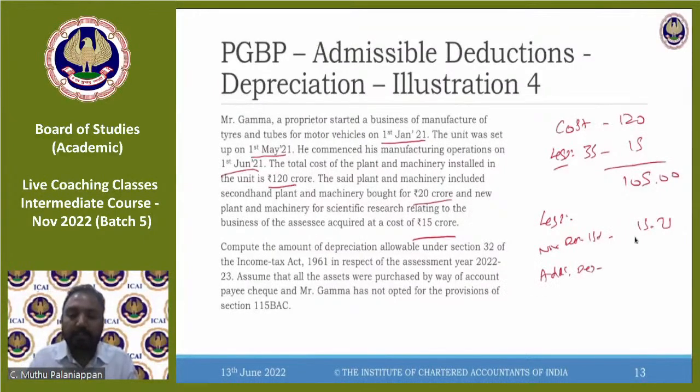Now additional depreciation, we said if it is actually allowed, that is this plant and machinery, second-hand plant and machinery is what is being actually purchased. So when we say second-hand plant and machinery, if you wanted to claim this additional depreciation, you cannot claim it on this 20 and 15, because additional depreciation cannot be claimed on second-hand machinery. It has to be new machinery.